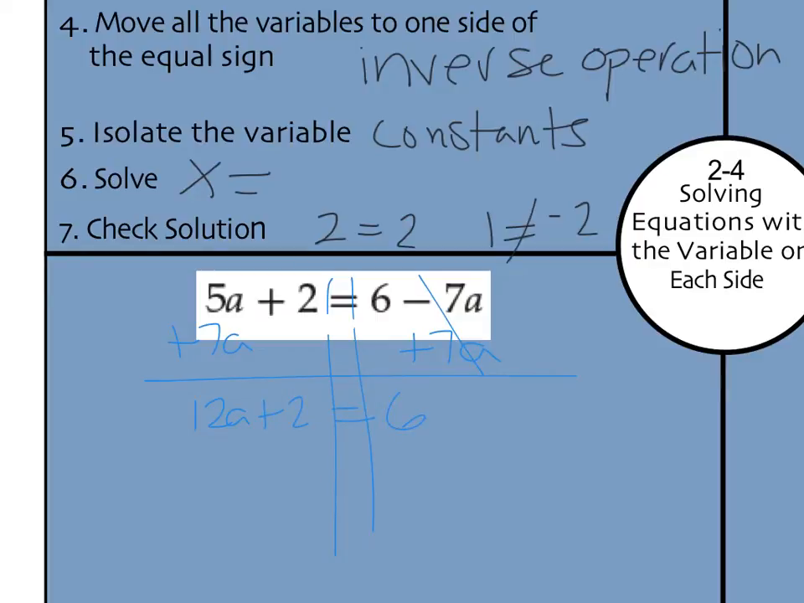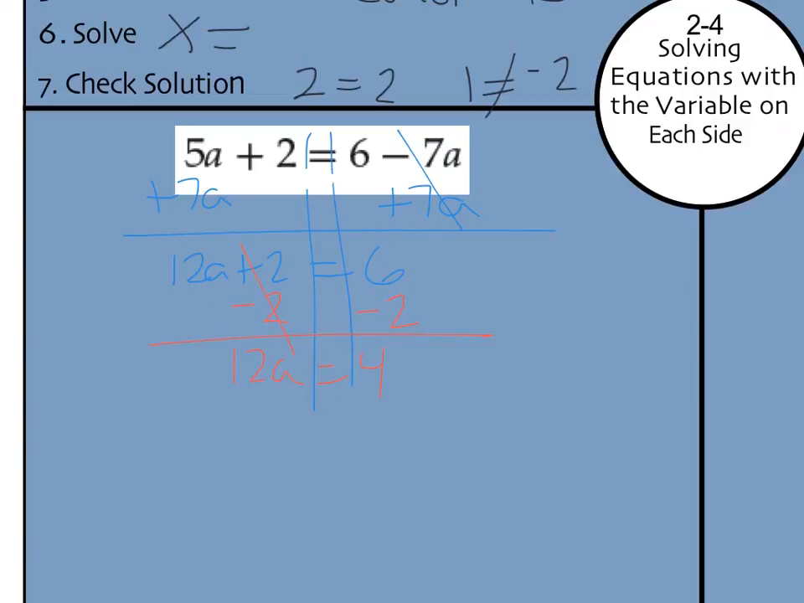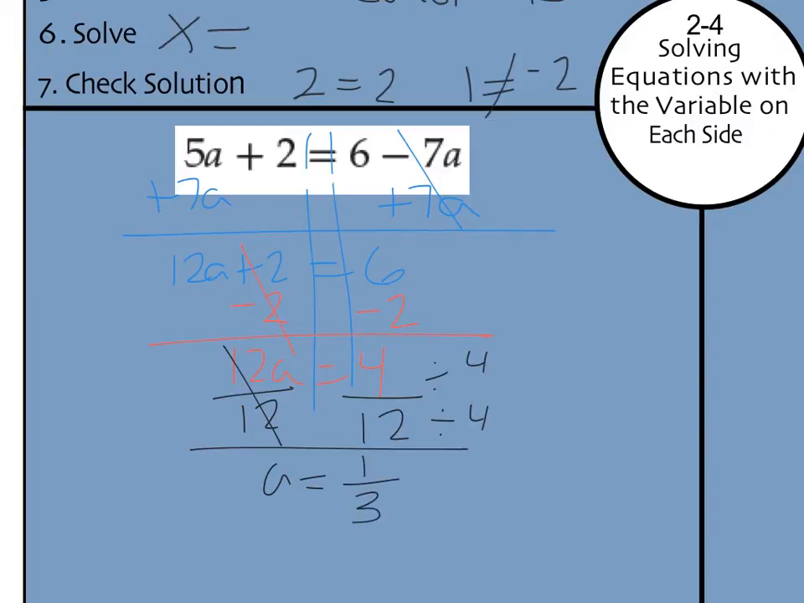Get my variable alone. Isolate the variable. So bring the 2, the constant, over by doing the inverse. So I have 12a is equal to 4. Divide by 12. 12 divided by 12 is 1. 4 divided by 12, it's not 3. 4 goes into both of these, so it's 1/3.